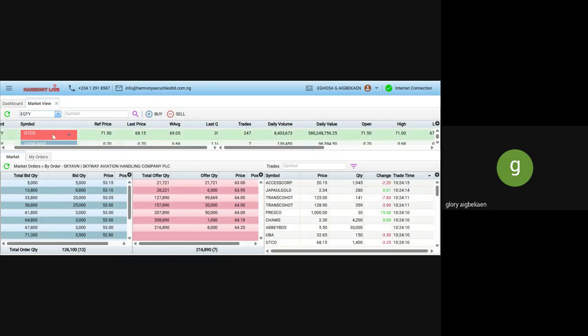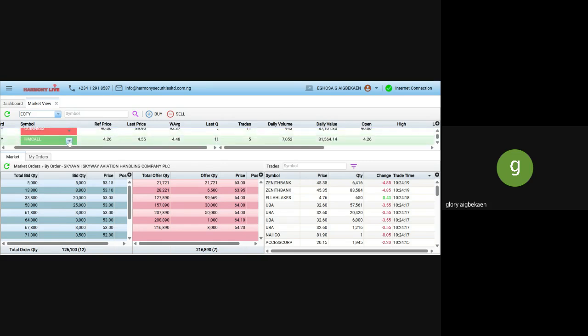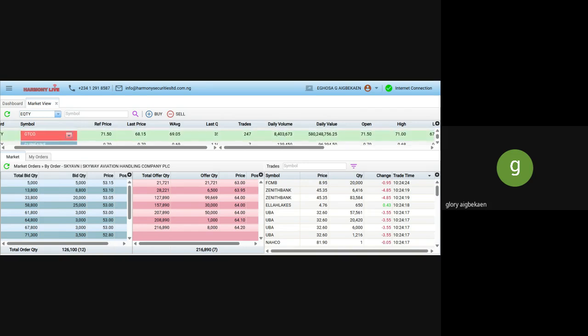There's a drop down beside GTCO there. Each stock has a small drop down beside it. So you just locate GTCO, then you click on that drop down, and you see the options come out. Buy is there, sell is there, market order is there. We are not interested in market order. We are interested in buy. So you click on buy.